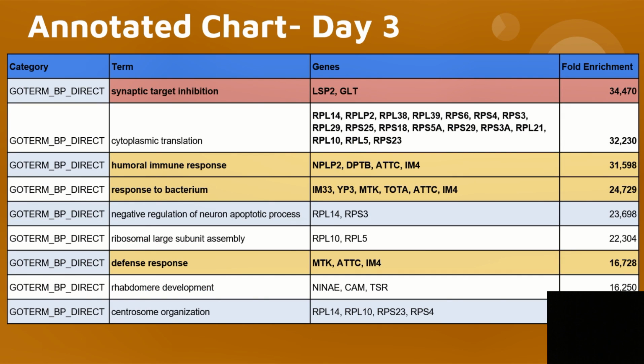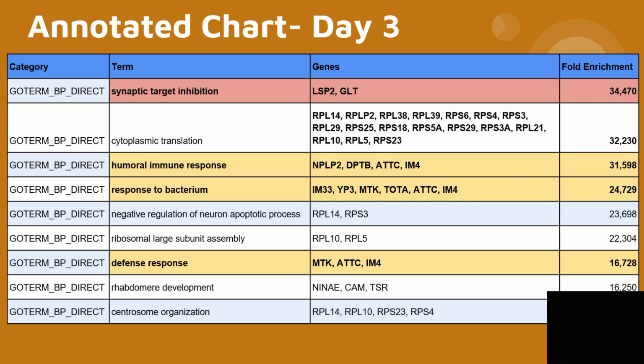Moving on to day 3, our first enriched term with a fold enrichment of 34 is synaptic target inhibition. The two genes we see here are involved in the determination of synaptic target specificity, more exactly during new synapse formation, so we can infer that the exposure to ethanol is inhibiting new synapses to form.